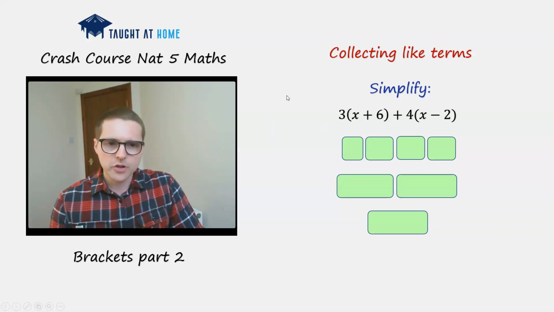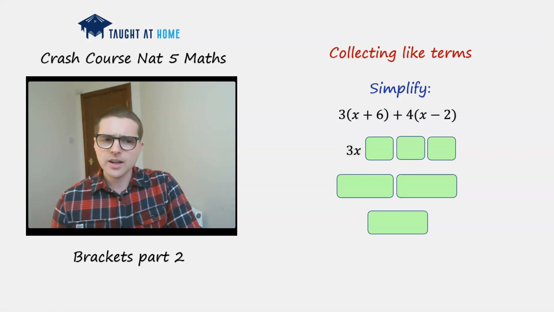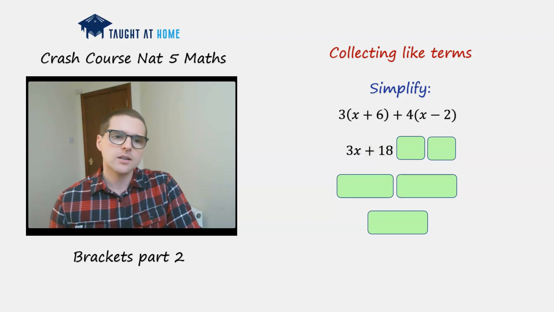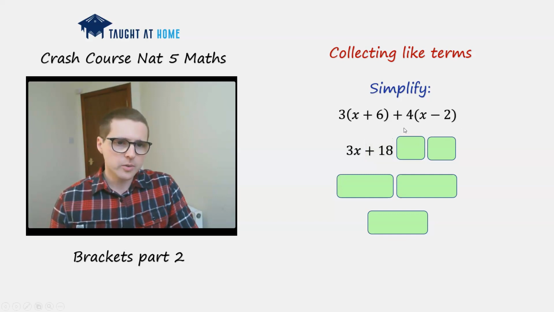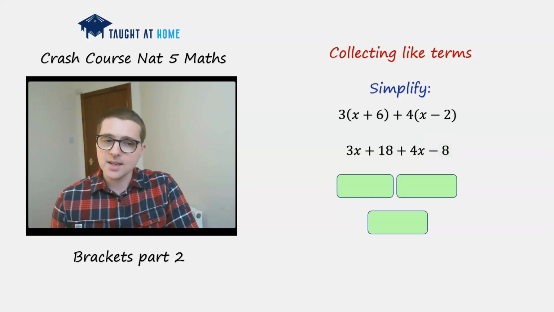So this one first, we're going to have 3 times x, so that's 3x. And we're going to have 3 times 6, so that'll be plus 18. Then we're going to sort this one out. We're going to expand this bracket. 4 times x is 4x. And we've got 4 times minus 2 is minus 8.